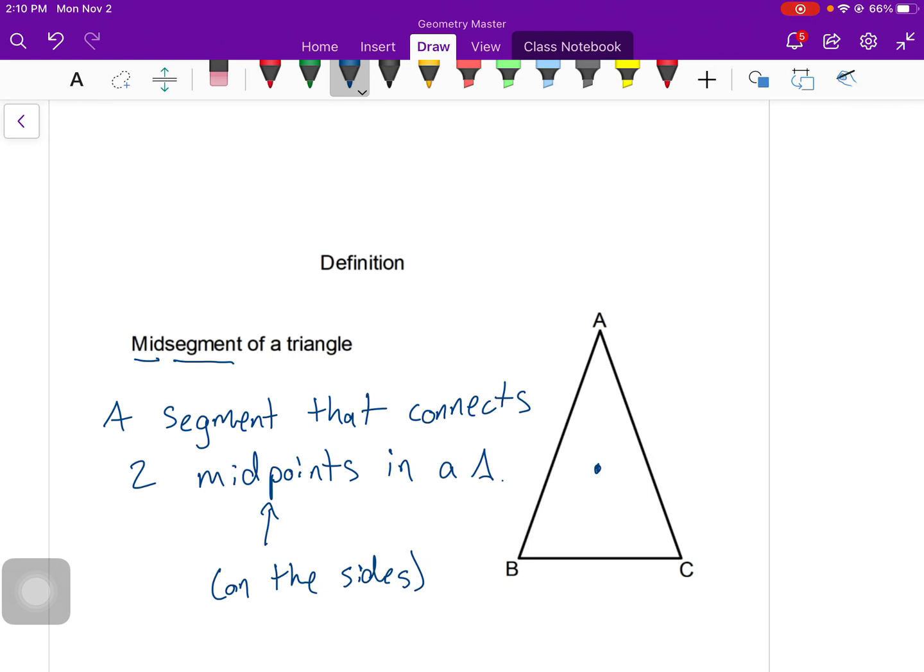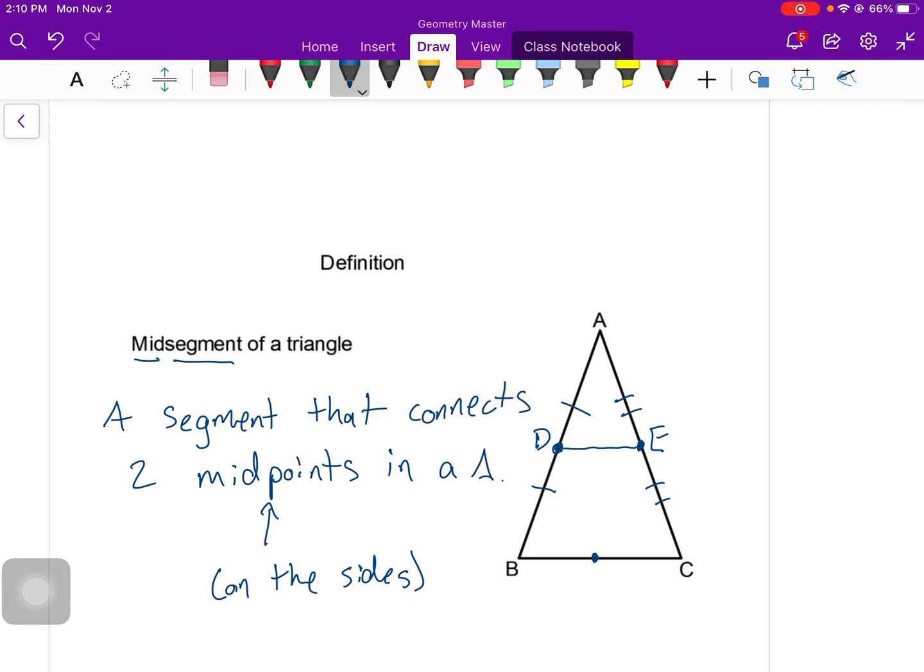Okay, this is not a midpoint right there. Midpoints have to be on the sides. So like, that's a midpoint, that's a midpoint, that would be a mid-segment. I could say segment DE is a mid-segment.